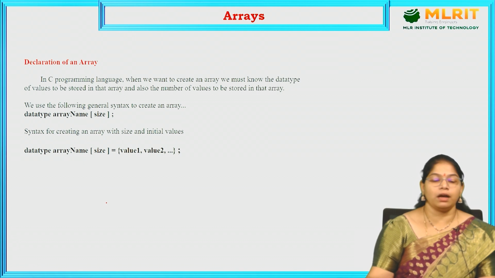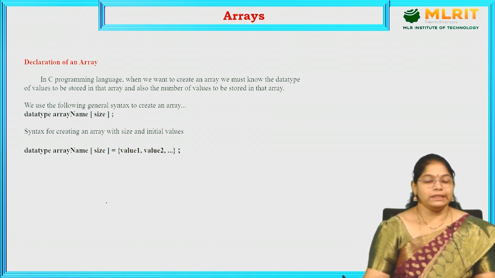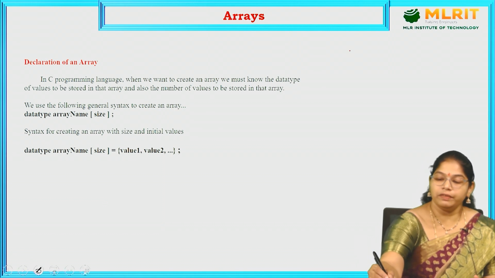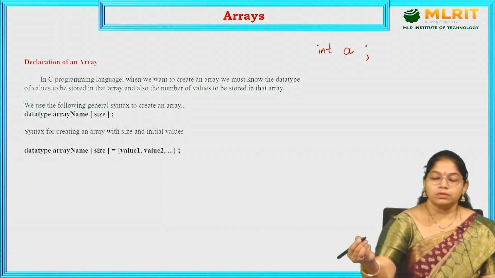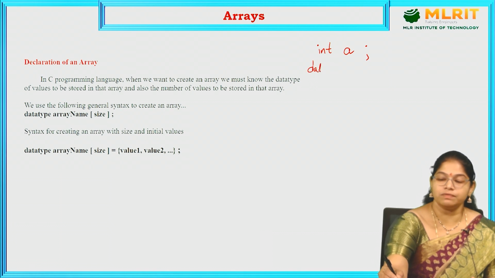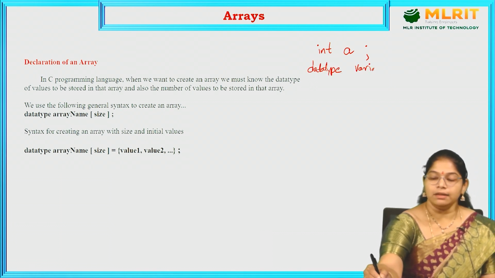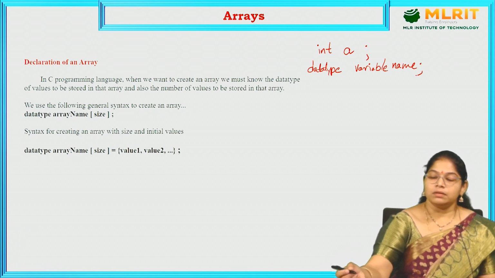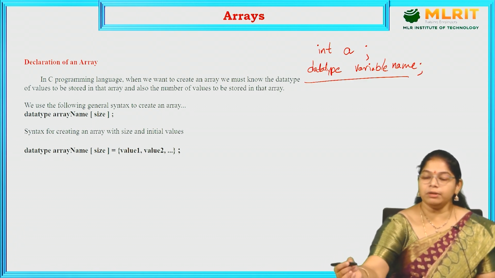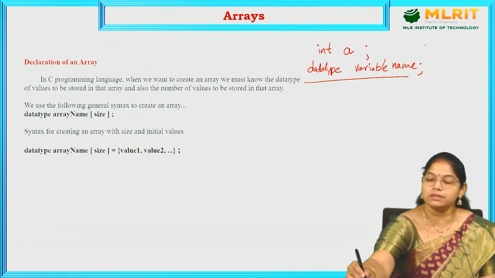Declaration of an array. How do we declare an array? First, how do we declare a normal variable? If I want to declare an integer type variable, the type is int. The syntax is data type followed by the variable name, here A. The purpose of this variable is that it can store only a single value at a time.